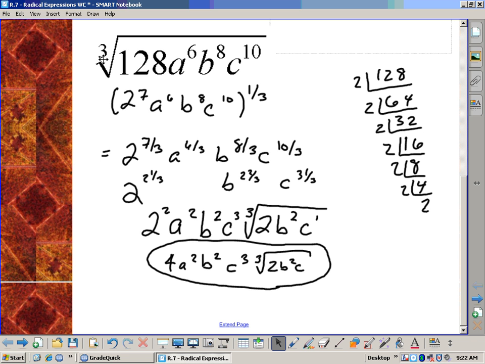And then you do the same thing. How many times does 3 go into 10? I get c to the third. The leftovers go here. So the only thing really then you have to worry about is the 128.